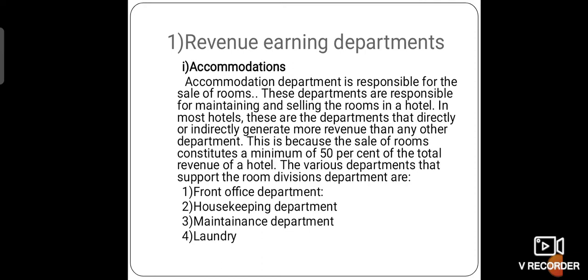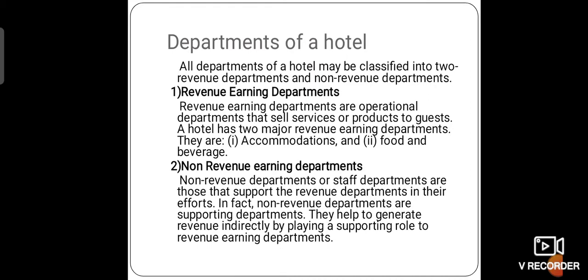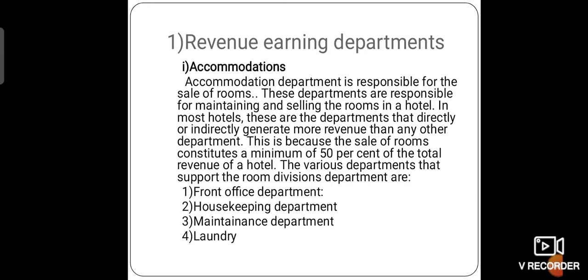Revenue earning departments are again divided into accommodations. Accommodations, we know, is the lodging department which is responsible for the sale of rooms for the stay. This generates most of the revenue for the hotel. And accommodations are again classified into front office department, housekeeping department, maintenance department, and laundry. These all are different sections of the accommodations department. So we know accommodations departments constitute the majority of revenue of the hotel.